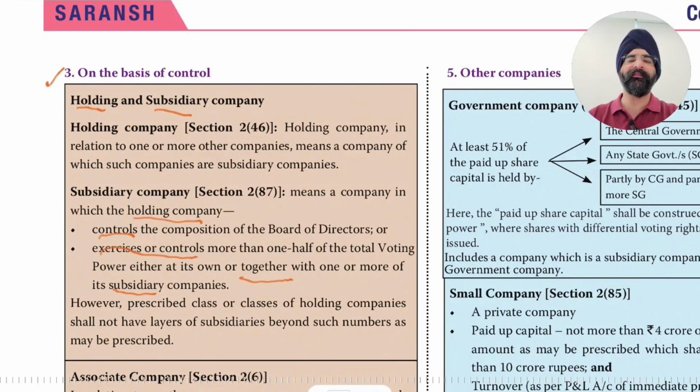If two companies are holding more than 50% shares, but the other company is not a subsidiary, then it will not qualify to become a holding company. However, prescribed class or classes of holding companies shall not have layers of subsidiaries beyond such numbers as may be prescribed. So there are certain classes of holding companies which may not have layers of subsidiaries. So there is a limitation on the number of layers of subsidiaries. Certain investment companies can have only two layers of further investment companies, that will come later. So here there are certain prescribed classes of holding companies that will not have more than certain layers of subsidiaries.